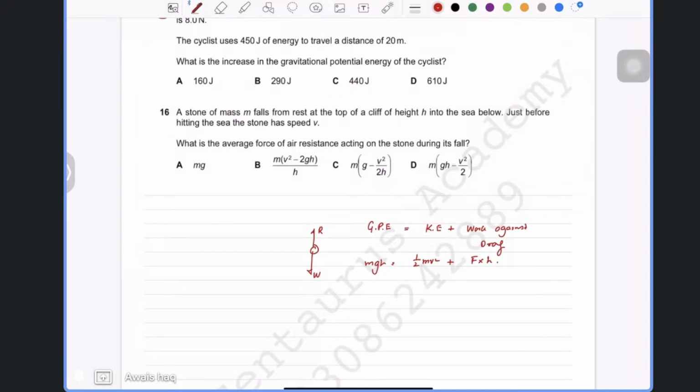Right. So then I'm gonna basically move this to the other side, so it's going to be mgh minus half mv squared, and this is going to be F times h. Okay, then obviously you need to take mass common, because mass is in all terms. We're going to take mass common, so we're going to get gh minus half v squared, and then we're going to divide by h on the other side, so we get F. What do you guys think is the answer then?